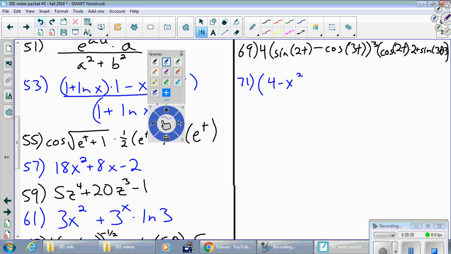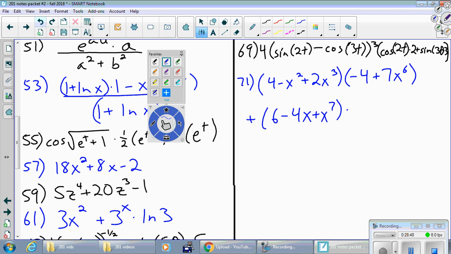First, times the derivative of the second. 6 goes away. Derivative of negative 4x is negative 4 plus 7x to the 6th. Plus, continuing the product rule, second, times the derivative of the first. That 4 goes away. Minus 2x plus 6x squared. And that one's done.